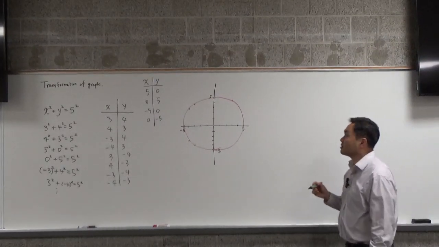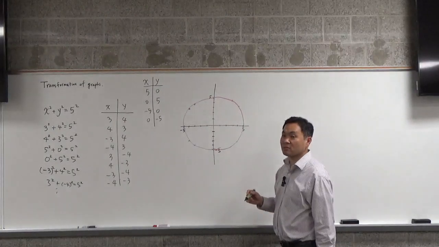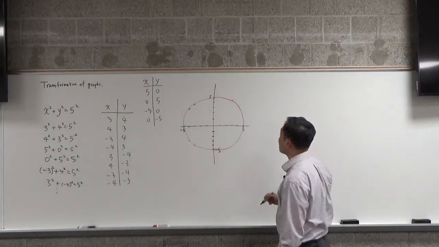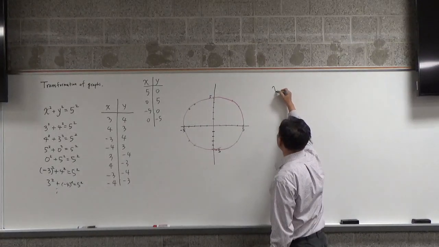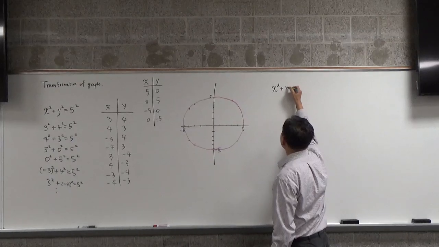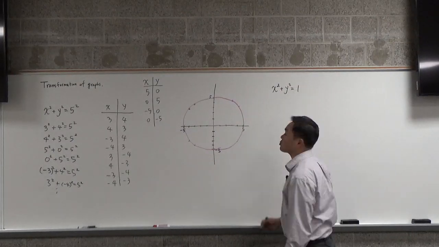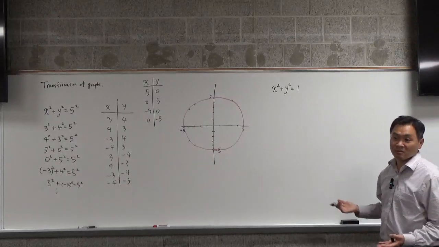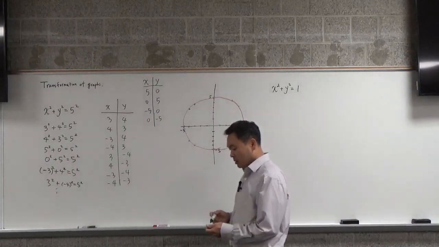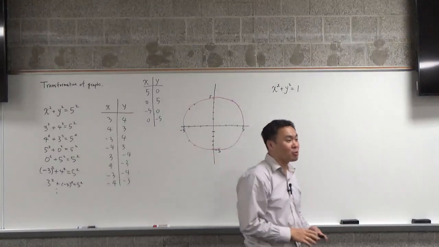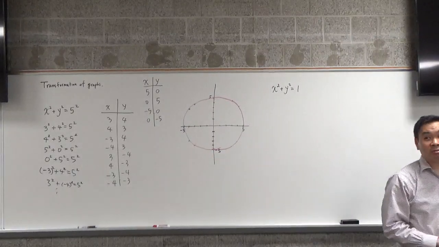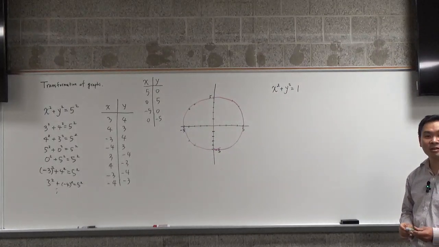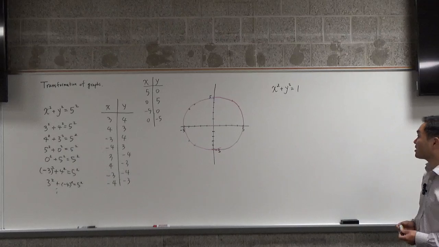Okay. Now, if you're convinced that x squared plus y squared equals 5 squared is a circle of radius 5, now guess what this would give you? X squared plus y squared equals 1. It'll be another circle, you would guess, right? Now, would it be a bigger circle or a smaller circle? Smaller. It'll be a smaller circle, right? Can you guess what the radius of this circle would be? It'll be 1. Yeah, that's a good guess.